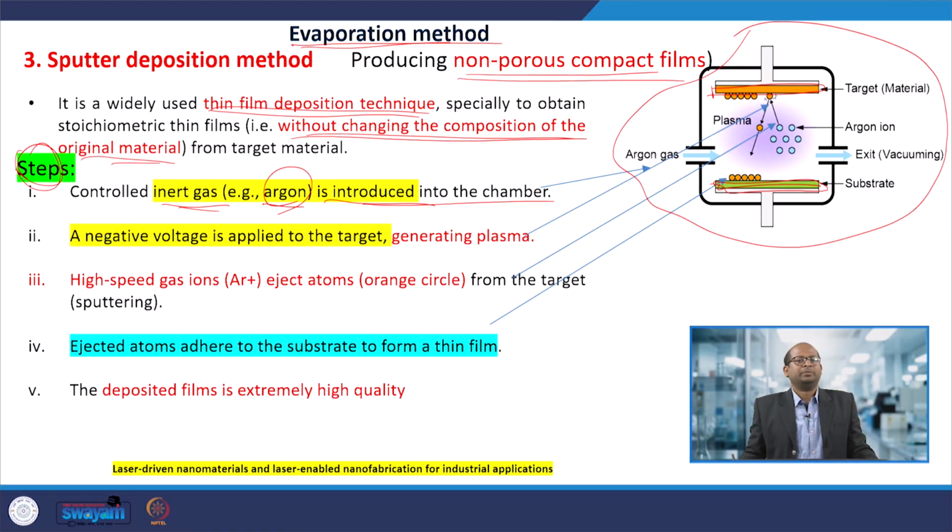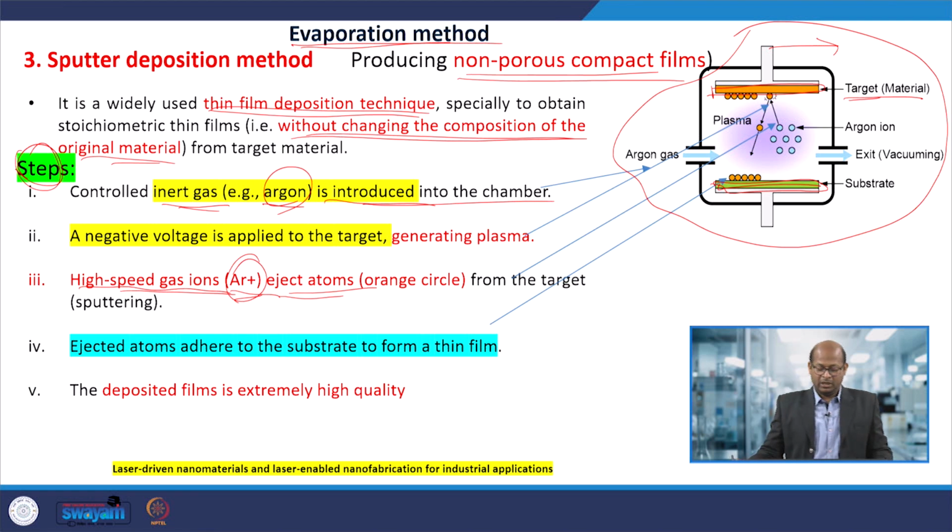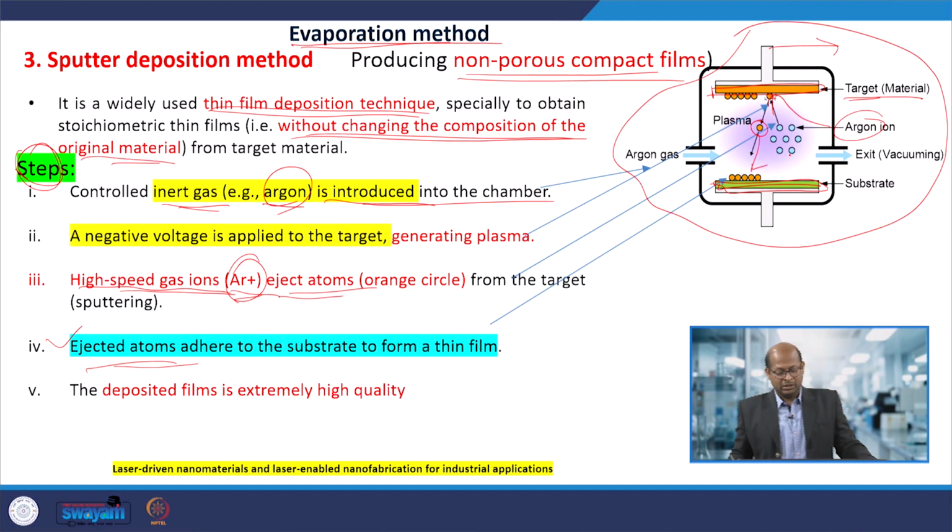After that a negative voltage is applied to the target material, so that it can generate plasma. High speed gas ions of argon, that is the plasma, are ejected from the target, and then these ejected atoms are added to the substrate and form thin films. The argon ions interact with the target material, and the material falls and is deposited over the substrate in the form of nanofilms.